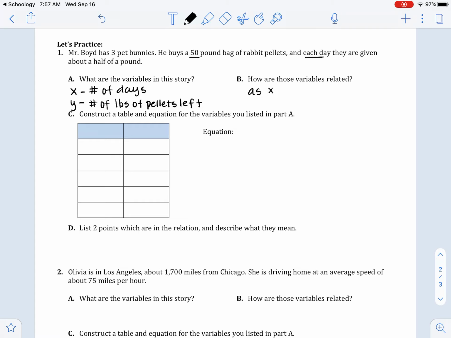All right, so as X increases, how are they related? And I'm writing my comparison here. As X increases, so as the number of days pass, what's happening to the number of pounds of pellets that are left? It's decreasing, right? Y decreases.